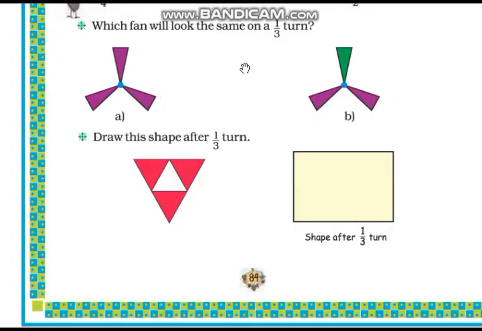So children, now you can answer this question: which fan will look the same on a 1/3 turn, fan A or fan B? Yes, the answer is fan A, because if we rotate this fan from here to here, it will look the same, meaning the same color will come here. But if we rotate this fan, this green blade will take the place of the purple blade, and the purple blade will take the place of the green blade. So it will not look the same on a 1/3 turn. This fan will look the same on a 1/3 turn.